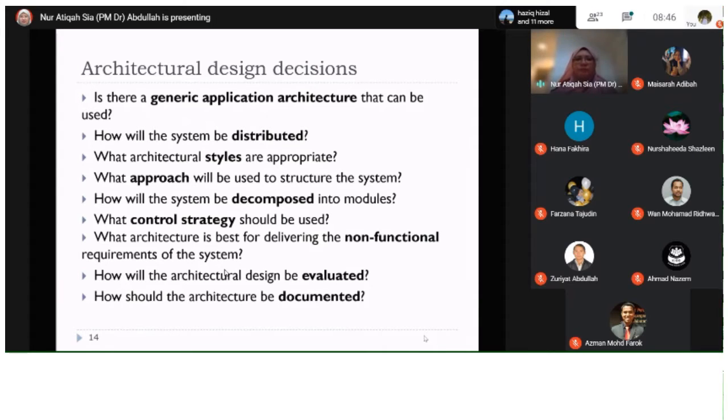Okay, how is it going to be evaluated? When you know what the non-functional requirement is, then you have an evaluation matrix. For performance, the evaluation matrix is different, for example how many milliseconds for one transaction. So it depends on the non-functional requirement, how you're going to evaluate it and so on. And then documentation, of course.